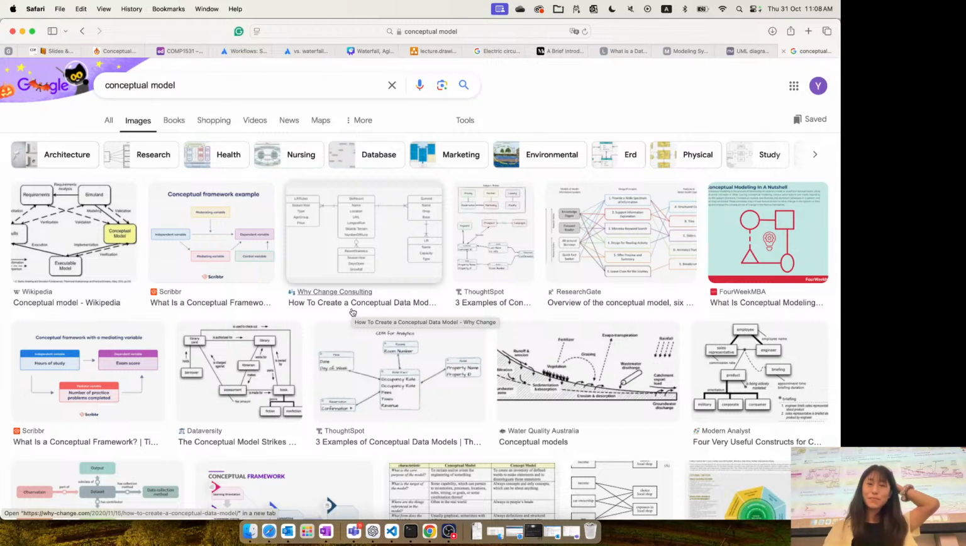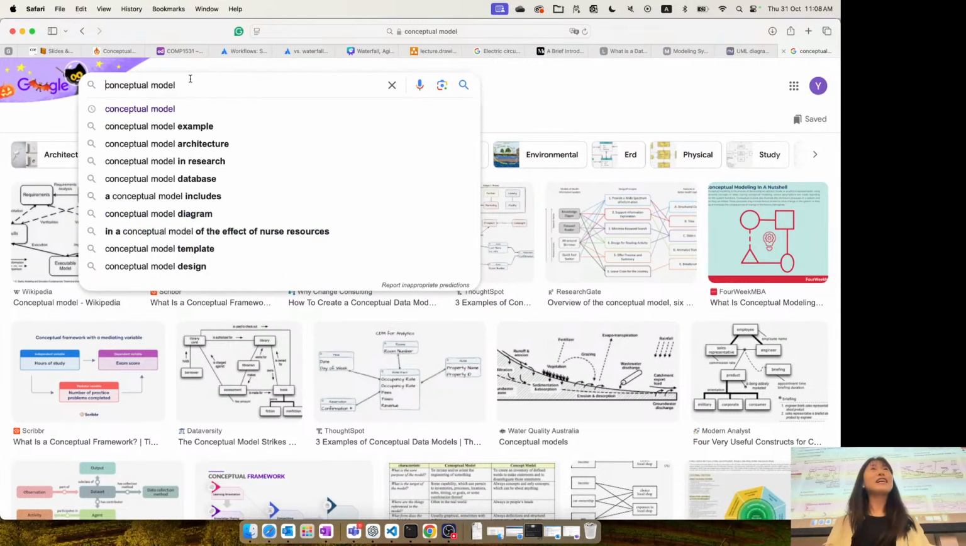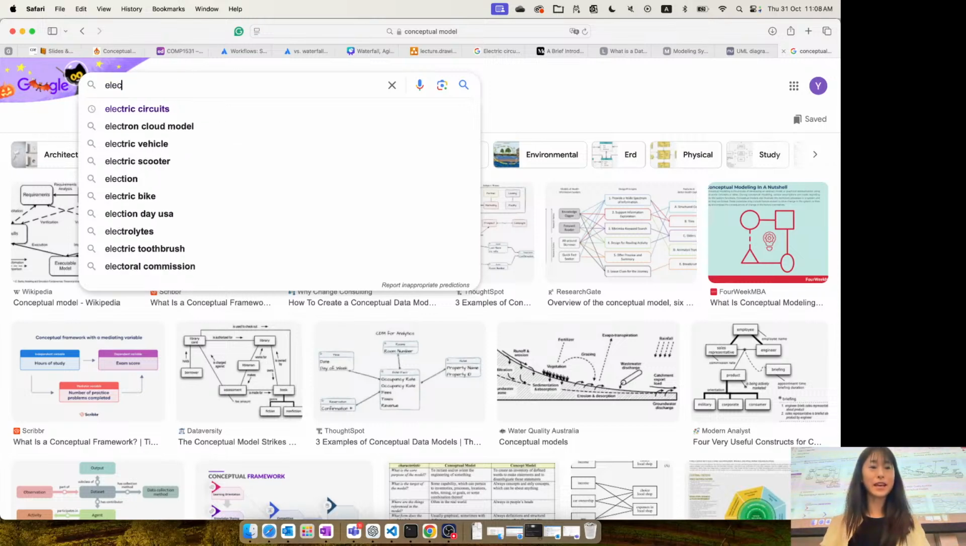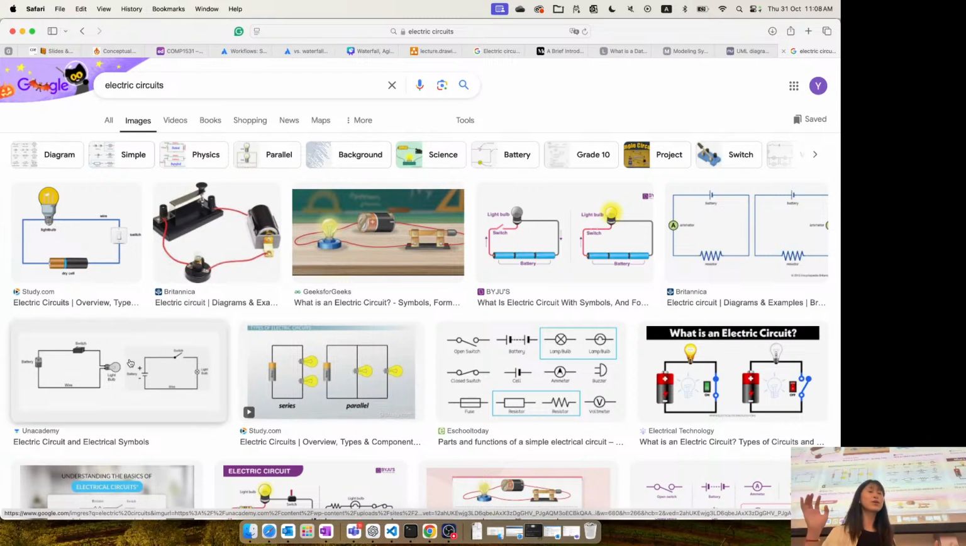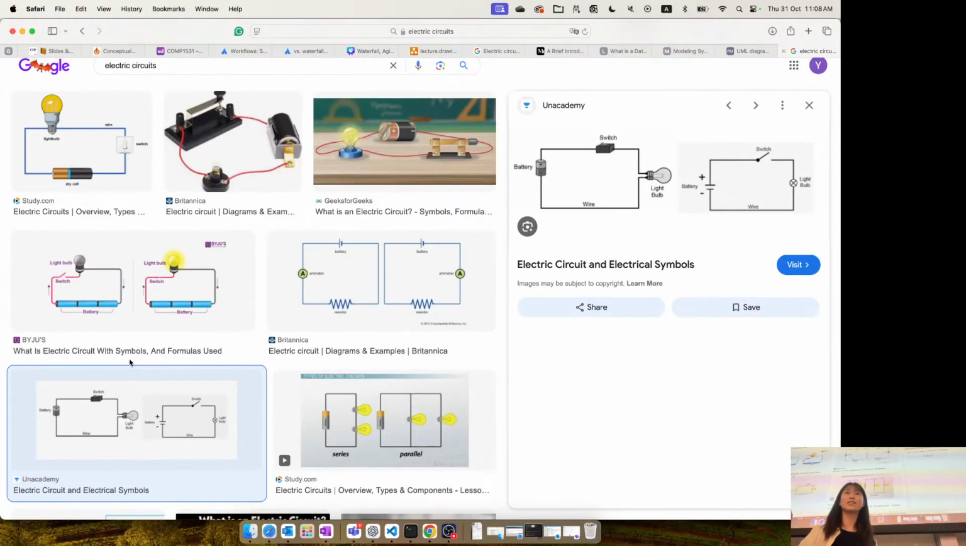Like in electrical engineering, the conceptual model may be the circuits, for example, the electric circuits. So this is a very good example of conceptual modeling. It's not a real thing, but it models how the system works. Right, so this is a very good example of modeling.